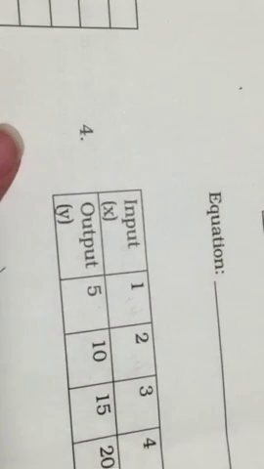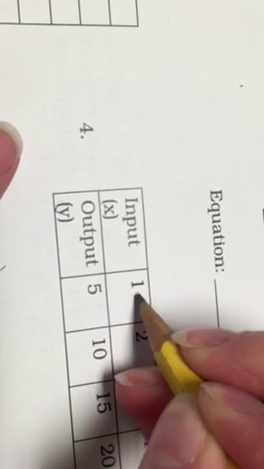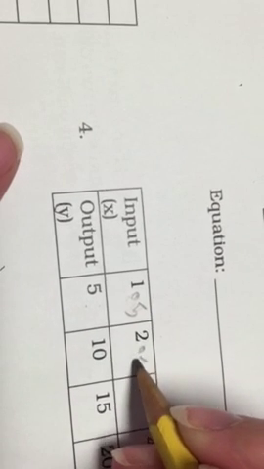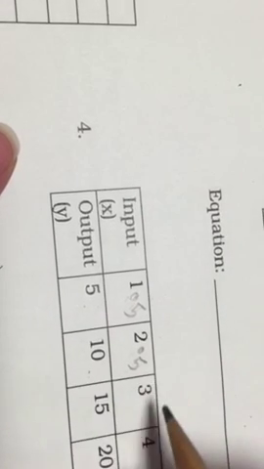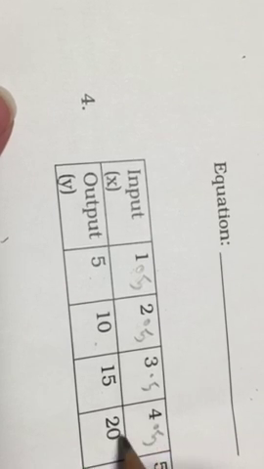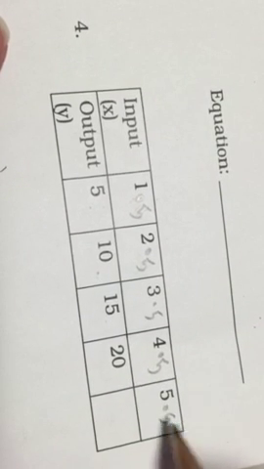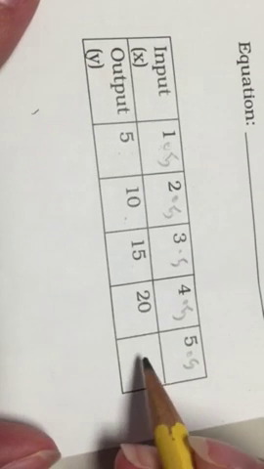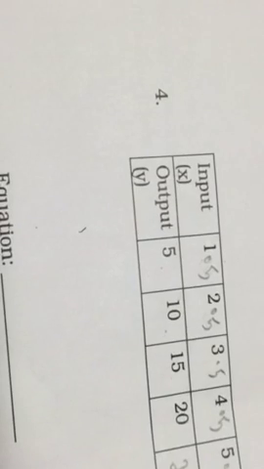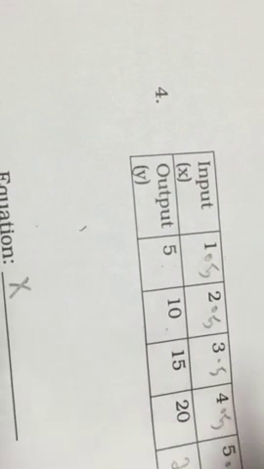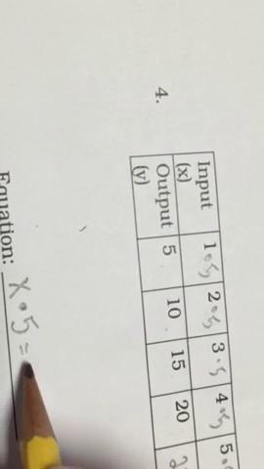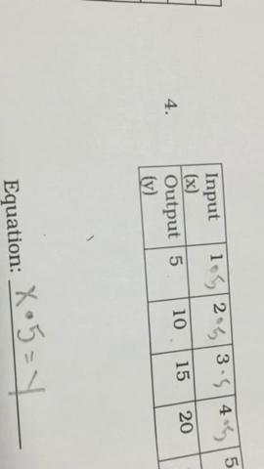So my pattern's not adding 4, so now I'm going to try multiplication. So 1 times 5 is 5. Is 2 times 5 10? Yes, it is. 3 times 5, 15? Yes, so my pattern is working. So to fill in that missing box, I'd have to do 5 times 5, which would be 25. So to turn that into an equation, I'm going to take whatever x value I have, multiply it by 5, and that will give me my y value.